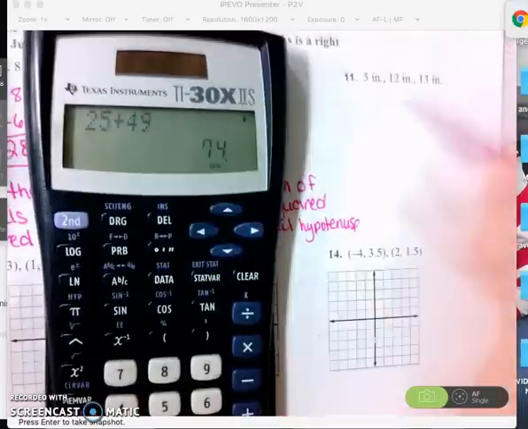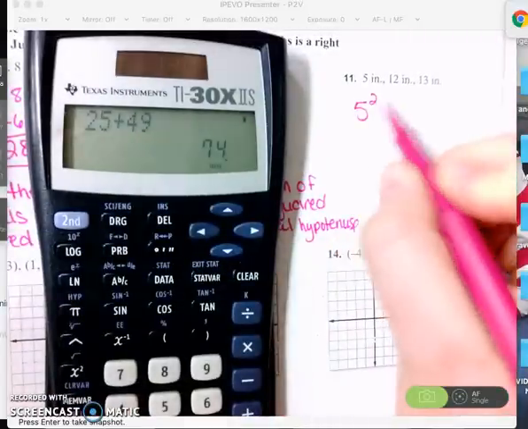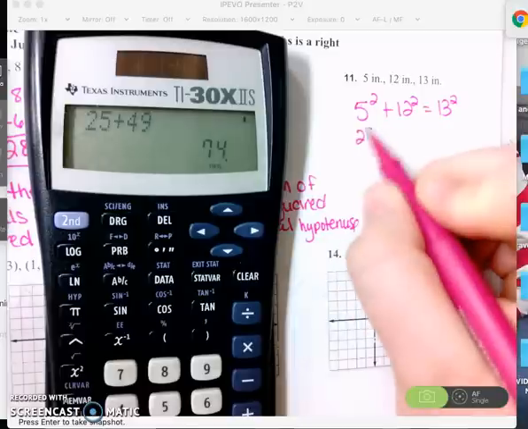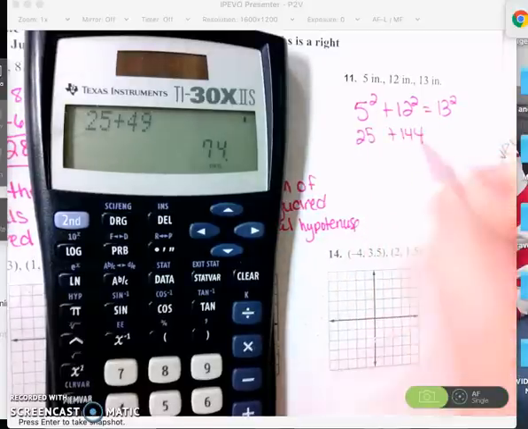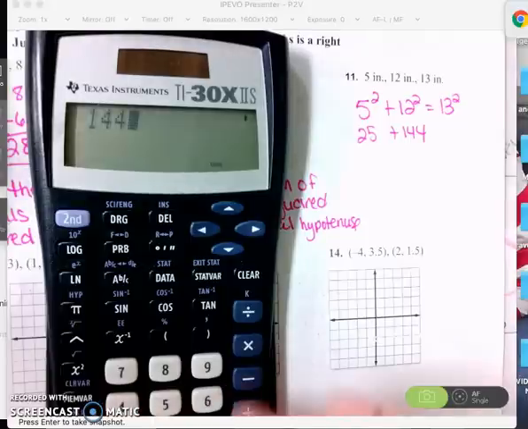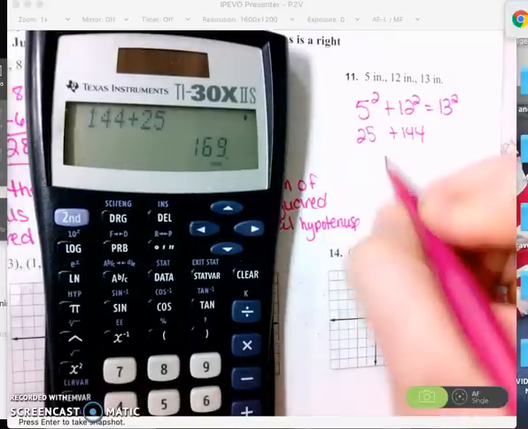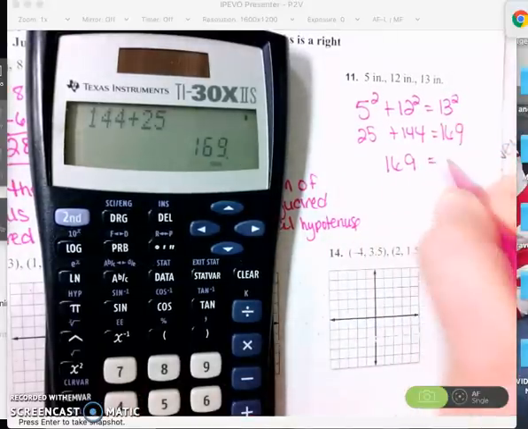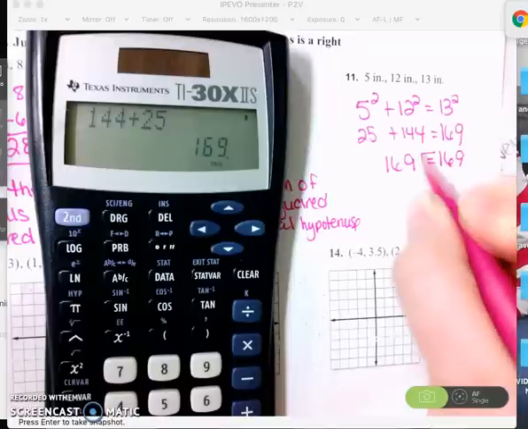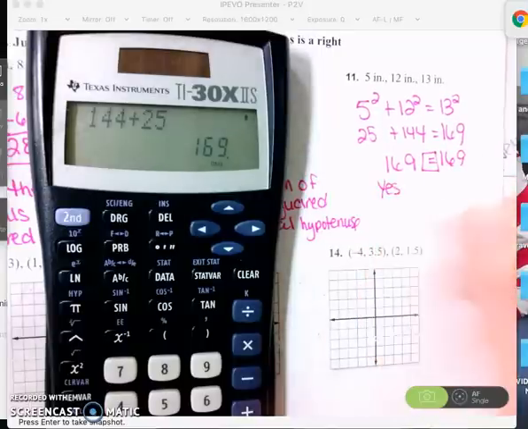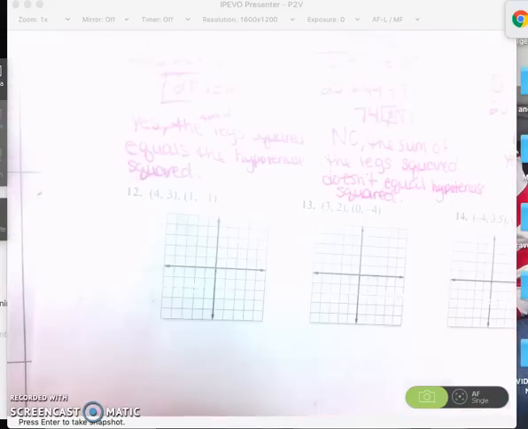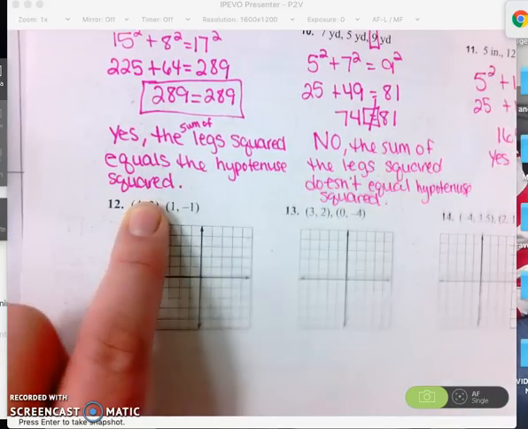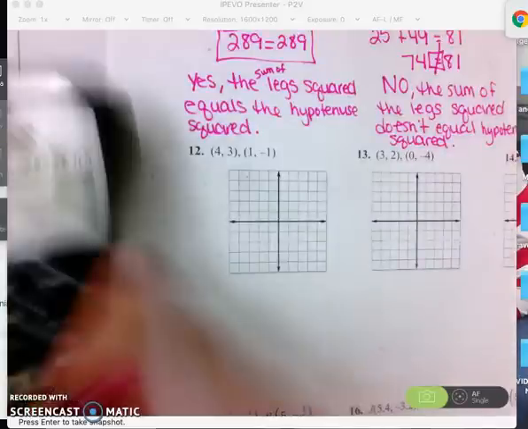And we're moving on. So 5 squared plus 12 squared equals 13 squared. 25 plus 144. 144 plus 25, 169. 13 squared is 169. And again, I would want you to say that yes, the sum of the legs squared equals the hypotenuse squared. We need to move on, so we're going to go on.